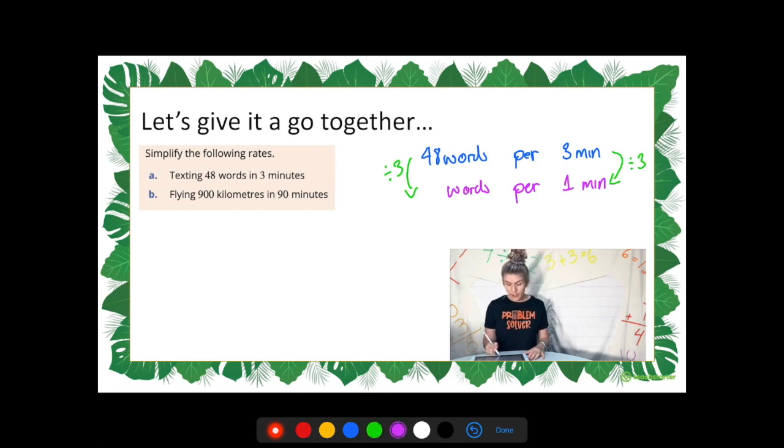And if I think, what is 48 divided by 3? I realize that it's 16. You are able to use a calculator, by the way, but you have to show the full working out exactly as I'm doing it. Remember, working out is a big part of mathematics. All right, so that's simplified. I now know I'm texting 16 words per minute. If I wanted to, I could also write that a bit simpler by using my slash.